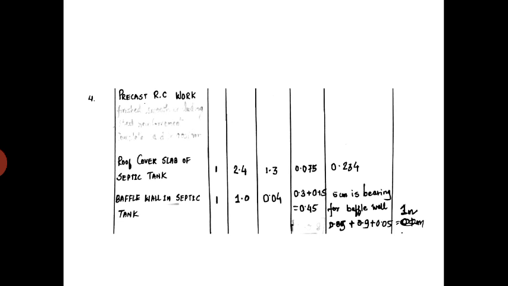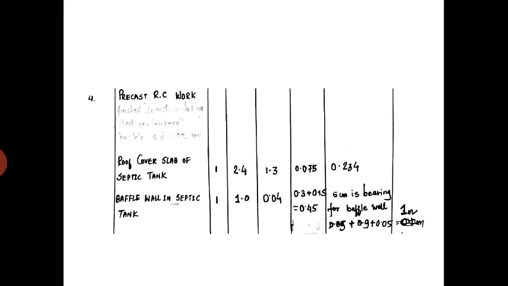RCC slab, and the baffle walls they have provided to stop the flow of the wastewater which is moving from left to right or right to left, because the baffle walls will hold the water for some time and make it settle, whatever the destabilized sludge will be there.